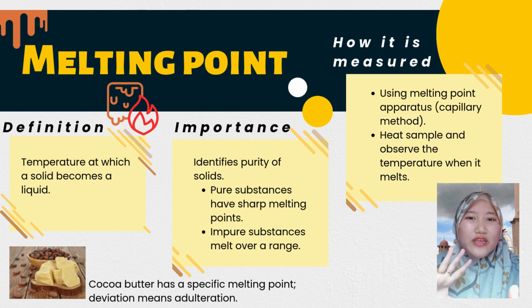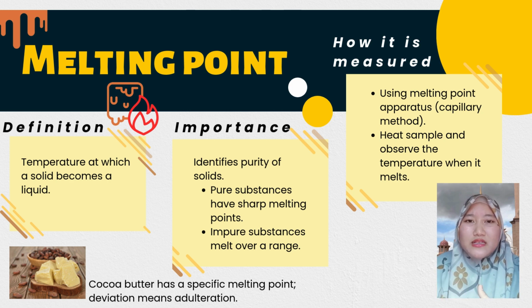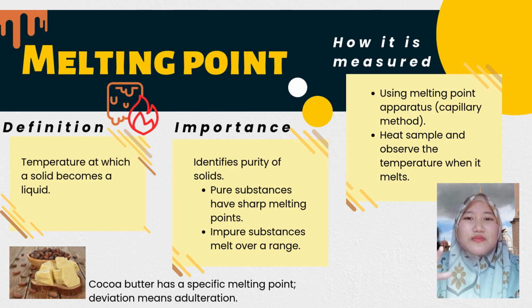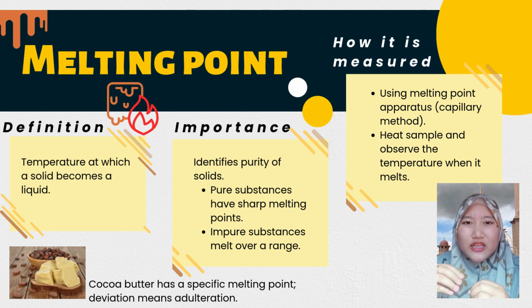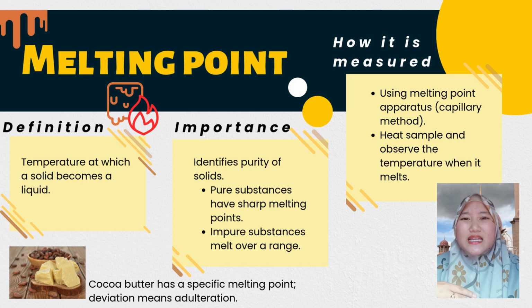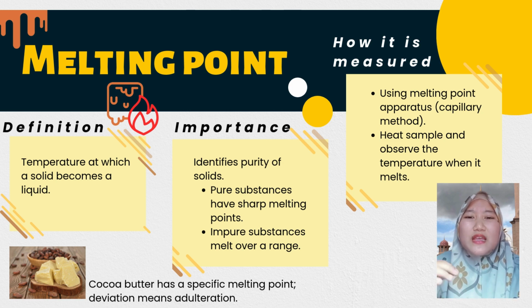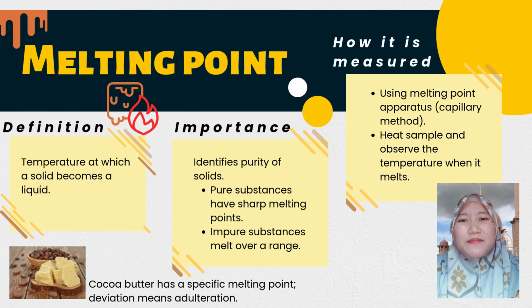Okay, next, how we can measure the melting point. In the lab, we use a melting point apparatus, sometimes called the capillary tube method. A small amount of the solid is packed into a thin glass capillary tube. Then we place it in the apparatus. As we heat it, we observe the exact temperature where the solid starts to melt and when it fully turns into liquid. The temperature or temperature range is recorded as the melting point.